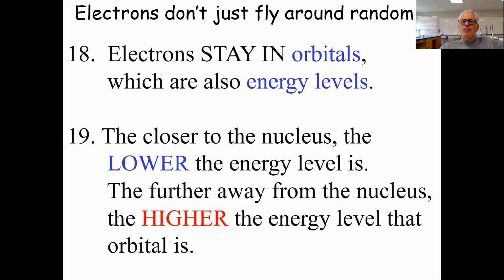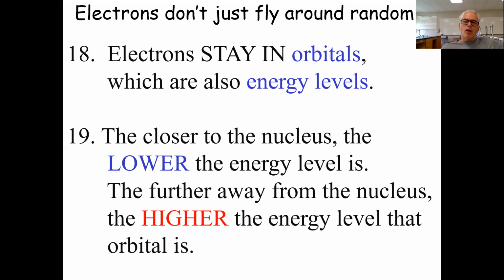Okay, electrons, they don't just fly around. They don't just zoom around like that cartoon we saw before. Electrons stay in what we call orbitals. And the orbitals are also called energy levels. And there's a pattern, an organization to them that took a long time for scientists to figure out. And we got to learn a little bit about it. It's not hard, but it's not just random, and we got to pay a little attention.